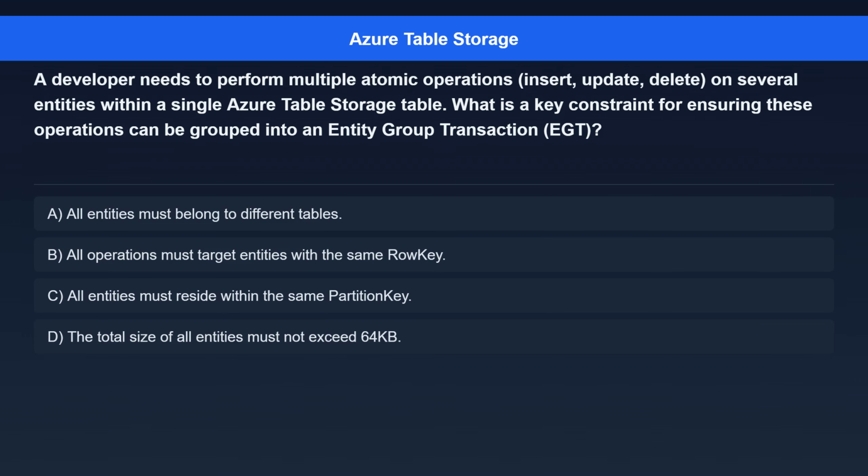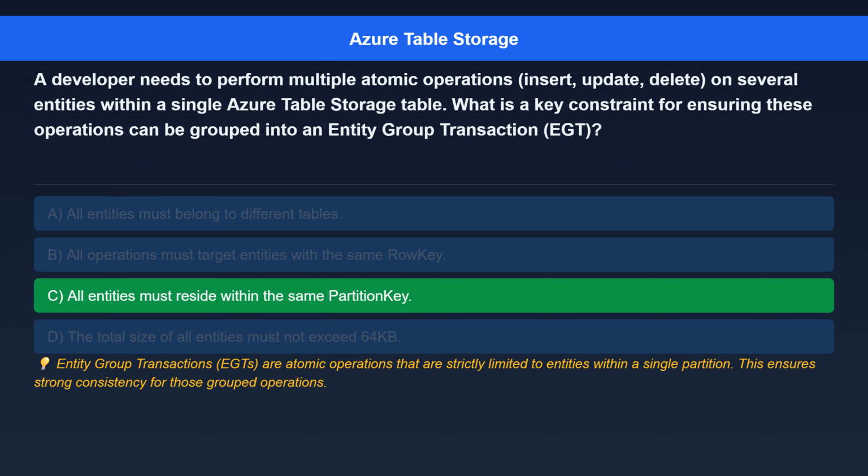Question 8. A developer needs to perform multiple atomic operations, insert, update, delete, on several entities within a single Azure Table Storage table. What is a key constraint for ensuring these operations can be grouped into an entity group transaction, EGT? Option A. All entities must belong to different tables. Option B. All operations must target entities with the same row key. Option C. All entities must reside within the same partition key. Option D. The total size of all entities must not exceed 64 kilobytes.